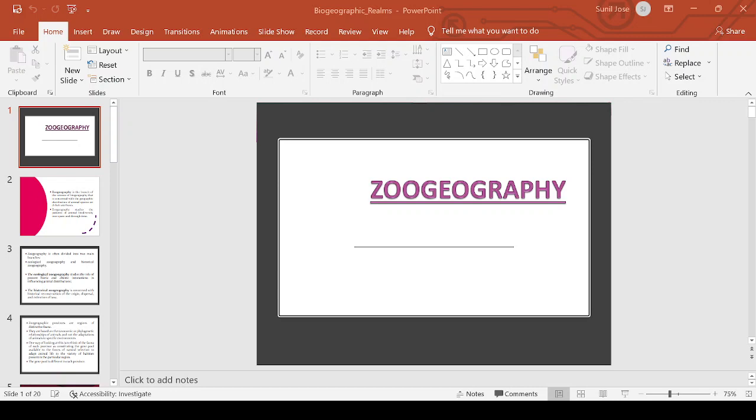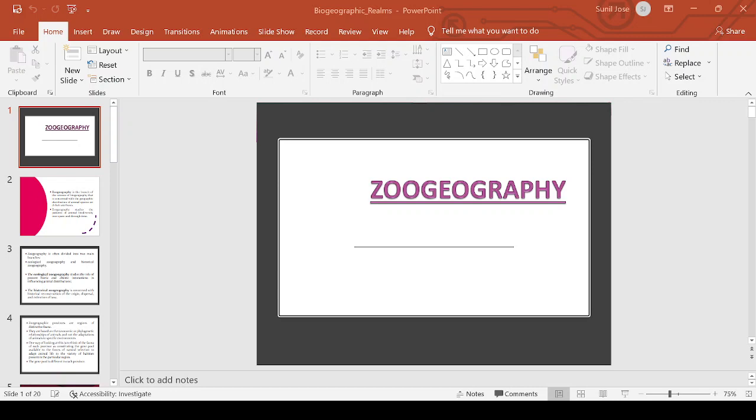Notogea means southern group. For example, South America, Australia, and a portion of Africa. But under the Notogea, only the South American continent and the Australian continent are included. So here we are finding two major classifications. One is Arctogea and the second one is Notogea. Arctogea mainly deals with the northern continents and Notogea deals with the southern continents.